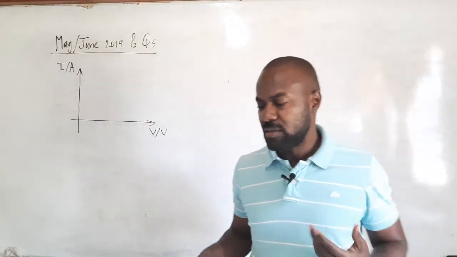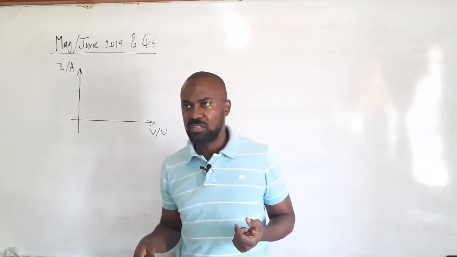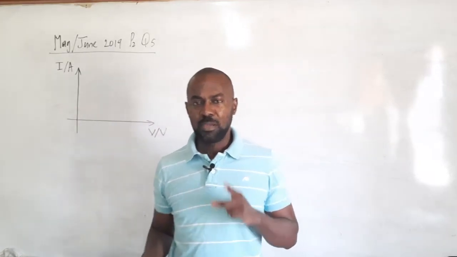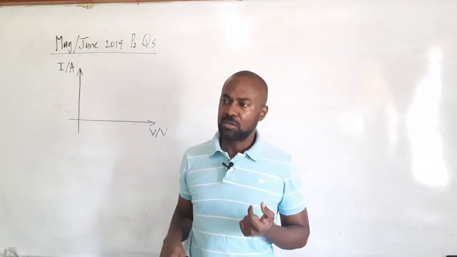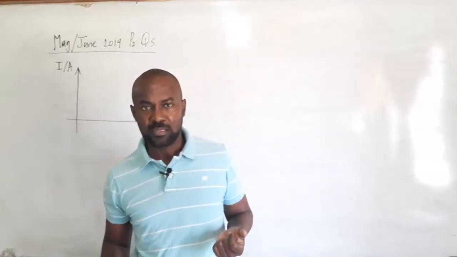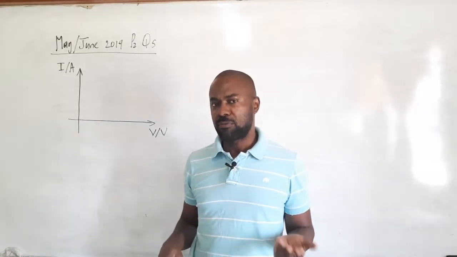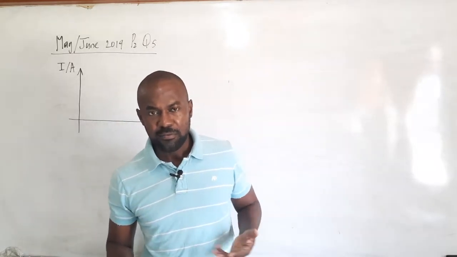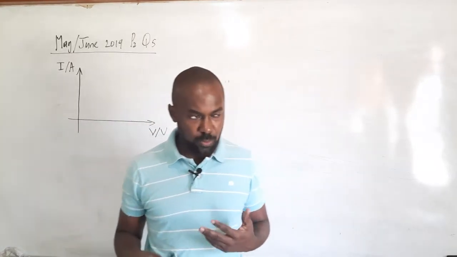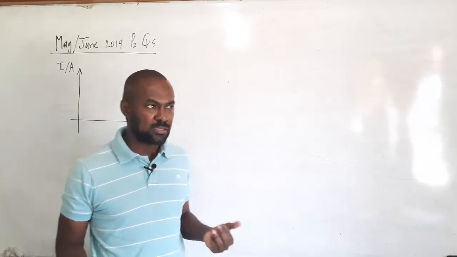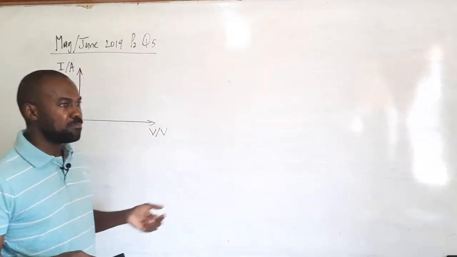Now, a semiconductor diode essentially is a device which conducts electricity in one direction. And that one direction is when it is said to be forward biased. So it does not conduct when it is reverse biased. Now, what exactly does it mean for a semiconductor diode to be forward biased? What exactly does it mean for it to be reverse biased? We'll illustrate by using simple circuits.